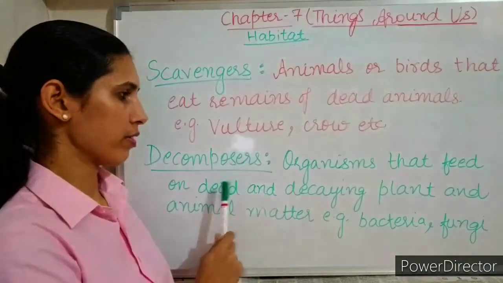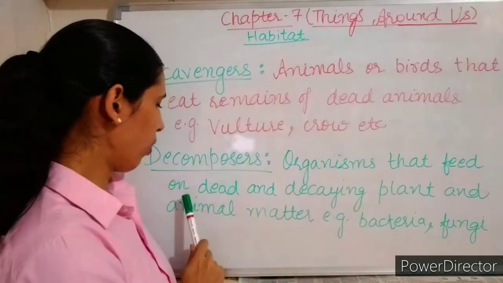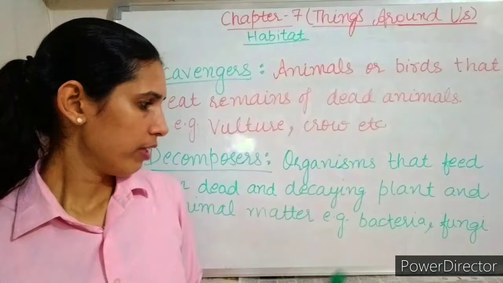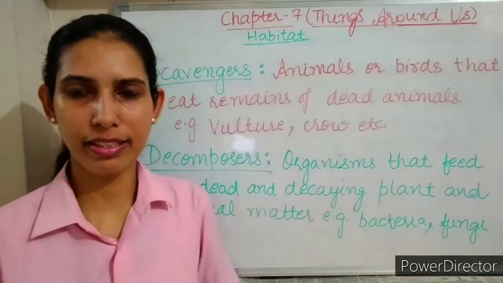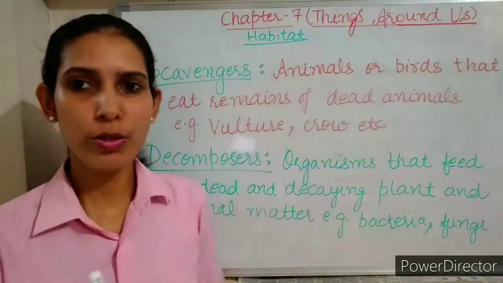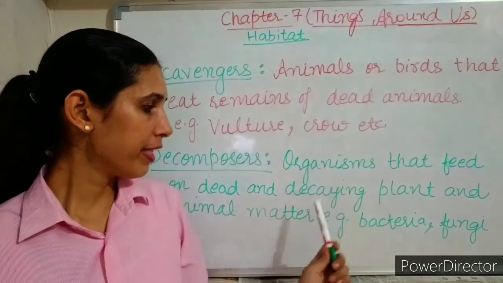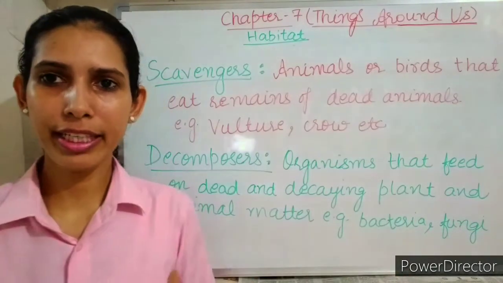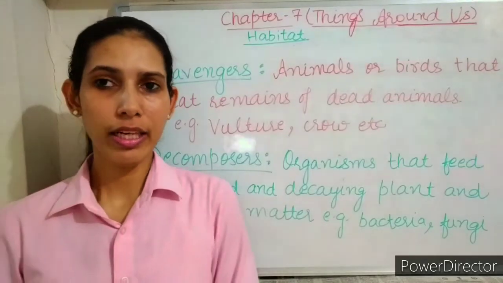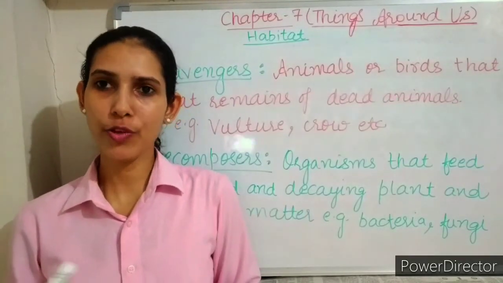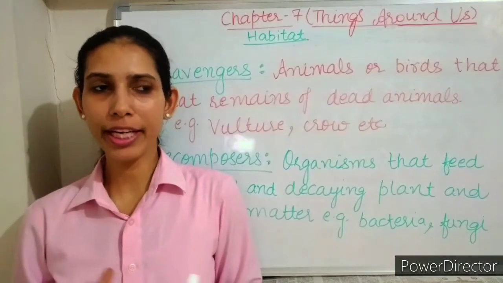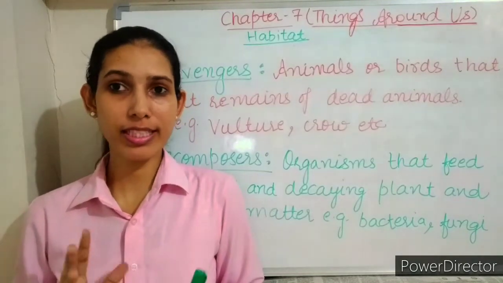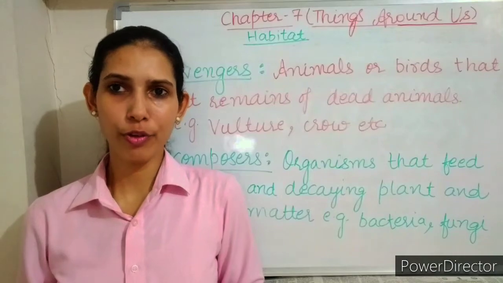Next is decomposers. Organisms that feed on dead and decaying plant and animal matter are called decomposers. Examples are bacteria, fungi, etc. Decomposers are also very important. They decompose the dead and decaying matter. Decompose means they break down the dead and decaying matter into simpler substances, which forms humus. Humus is the organic component of soil. It contains many nutrients, and humus increases the fertility of soil, which is very important for the growth of the plants.